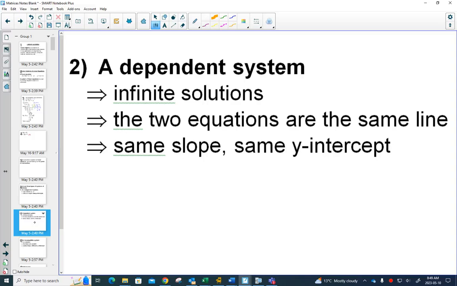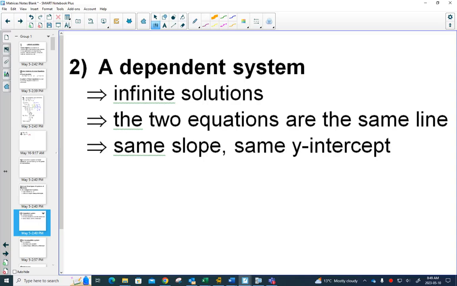Why does this happen? You're like, well, this seems kind of silly. Wouldn't you notice right away? But I could write the line in different forms. One could be in y equals mx plus b, and the other in ax plus by plus c equals 0, and you don't notice right away that they are the same. So these ones are exactly the same. They will have the same slope, same y-intercept.